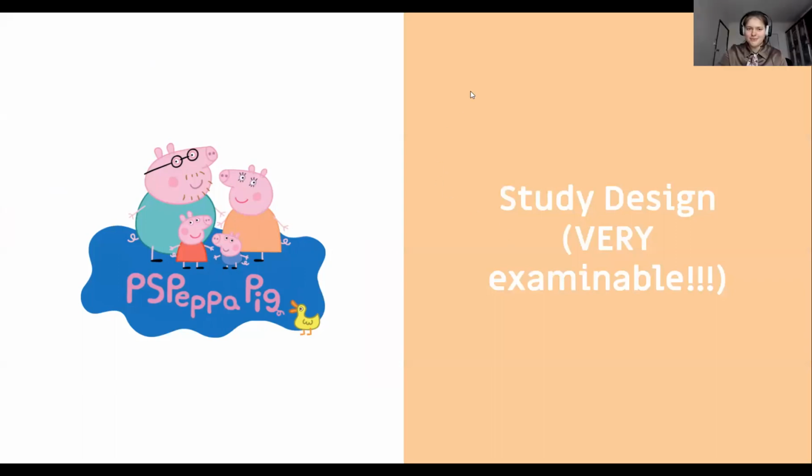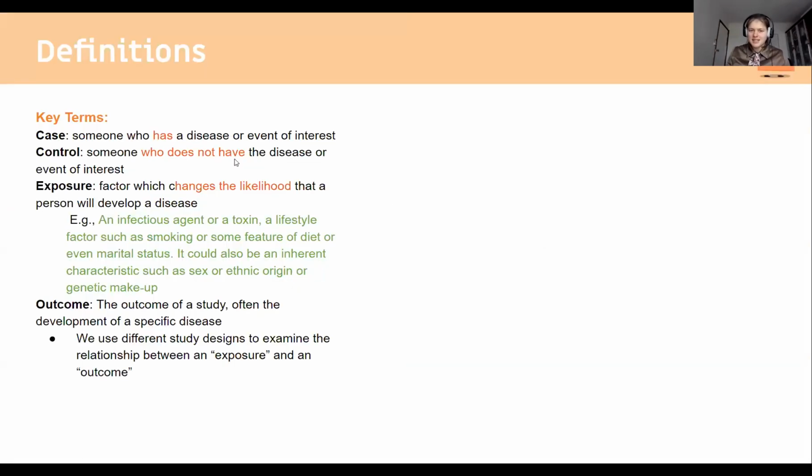So for study designs, in general, pop health is actually fairly examinable, but study design is the main one. On the next slide, there are just a few key definitions. These are probably things you would know by now, but I put them up there just in case. So a case is someone who has a disease, we consider them a case, or they're a person of interest for whatever reason related to your study.